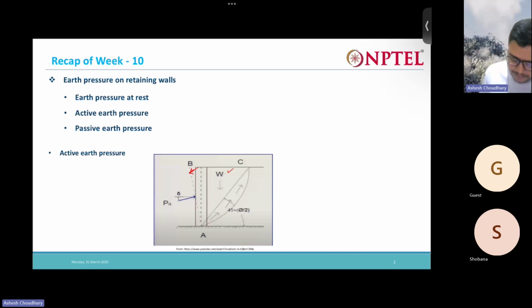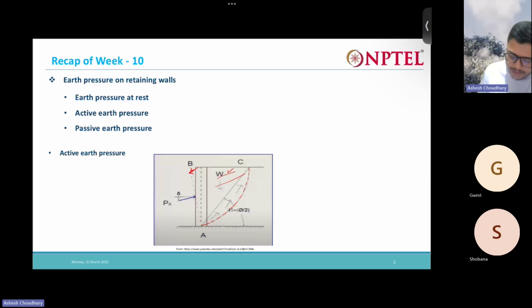Generally, when the wall moves away from the backfill, we can have a failure wedge. A circular failure path may develop. This is the interface where you have the shear strength of the soil, acting in the opposite direction to the sliding of this soil wedge.